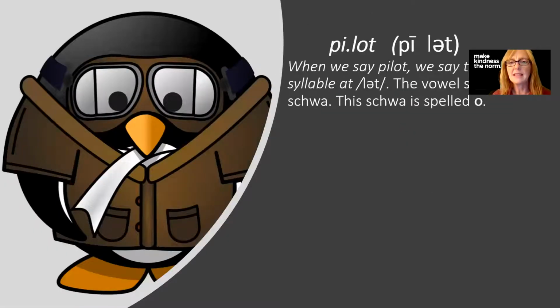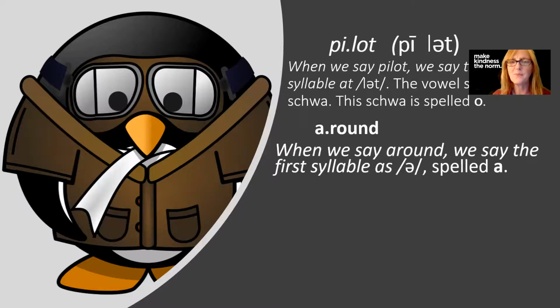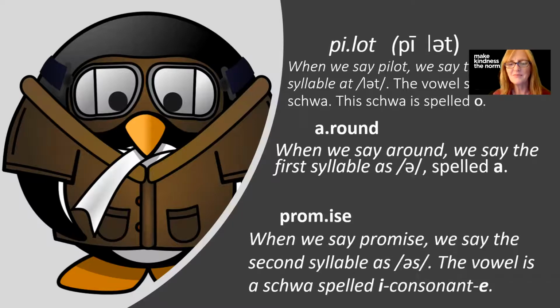Okay, then we have pilot. Pi, long I sound, I hear it, pilot. We don't say pilot. So we know that that second syllable has the schwa, and the schwa is being spelled by the O. Around. See if you can hear it this time. Around. Now in round, I hear the ow sound, the O-U or O-W, ow sound, but in a, I don't hear a short A in that first syllable. I hear a schwa, spelled with the letter A. Promise. Again, in promise, we can hear it in the second syllable. We don't say prom-ice. We say promise. So again, it's I, consonant E, is spelling the schwa sound there.